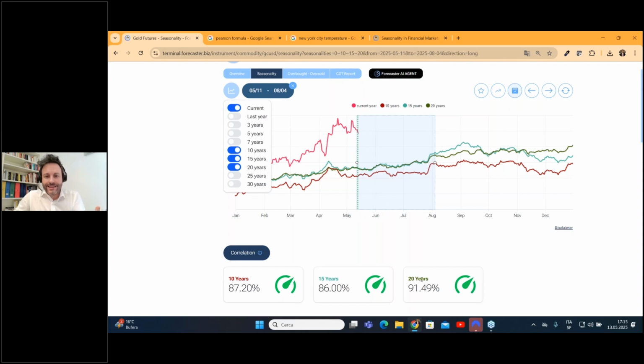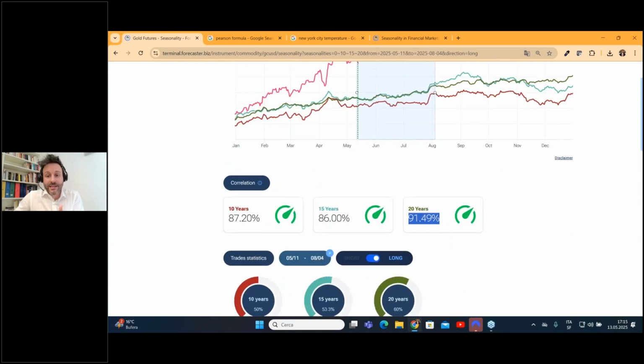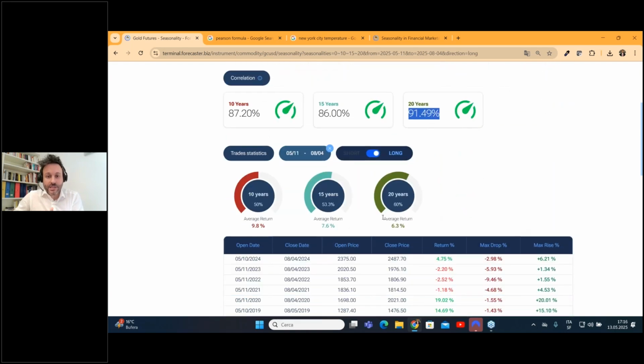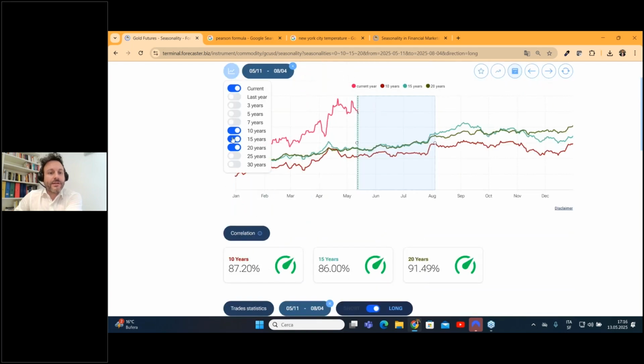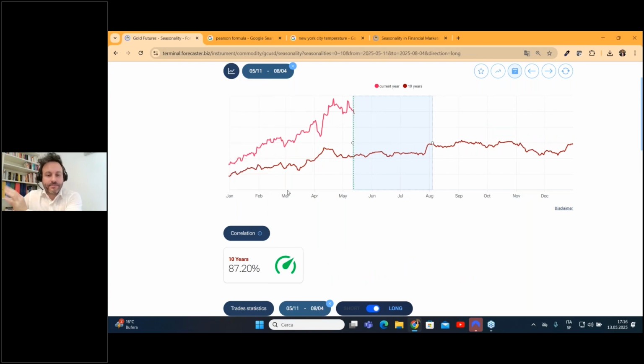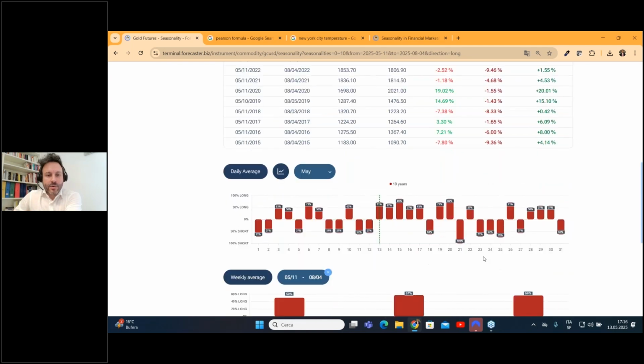Look, for example, 20 years is very interesting because we have a very high correlation. Okay, we have a 91% correlation. And it's very interesting to see, for example, on 20 years, the average winning goes up to 60%, which is very, very nice. Anyway, let's go back to 10 years just in order to keep the analysis very simple.